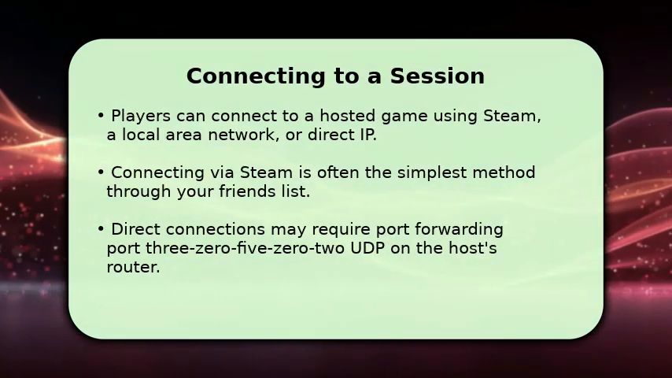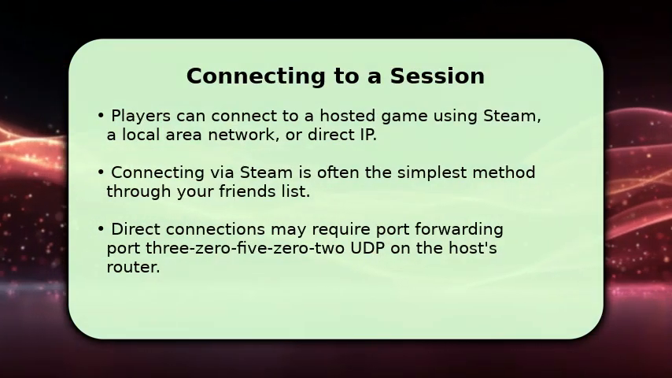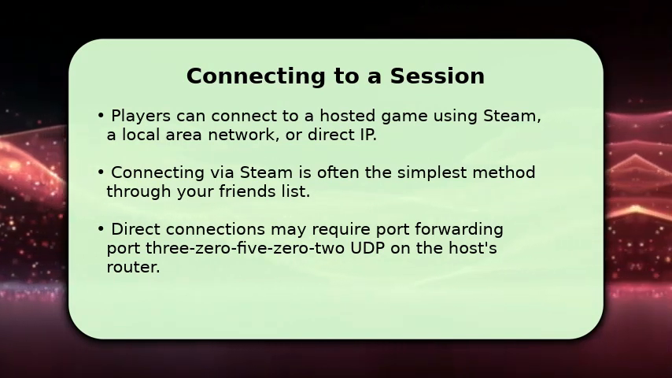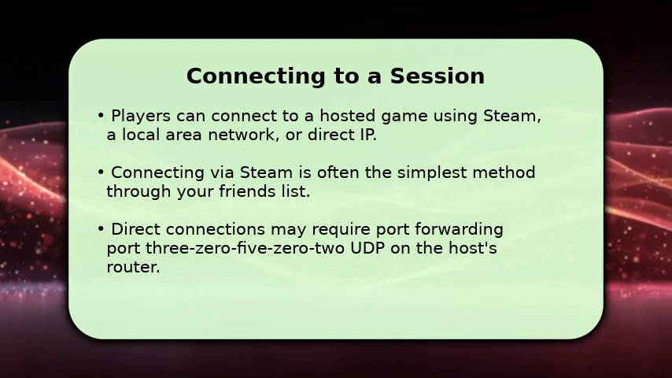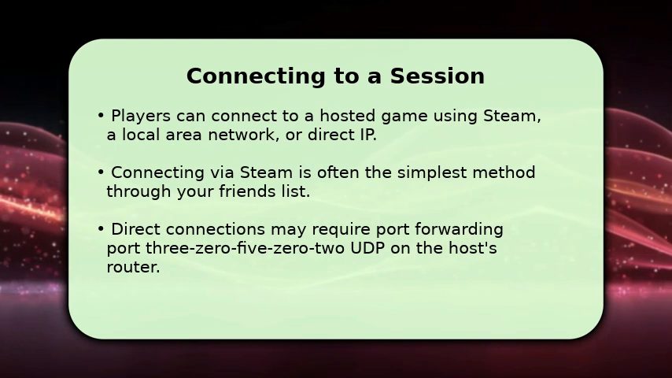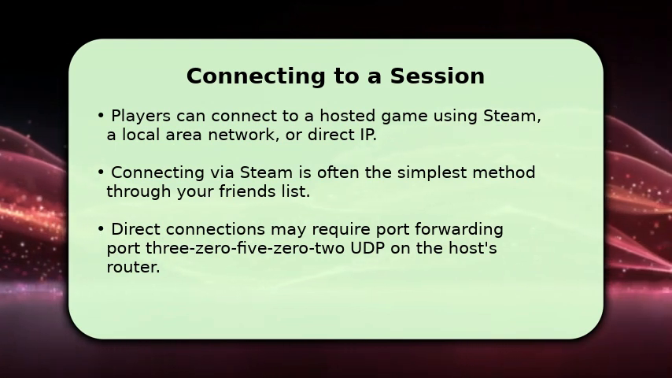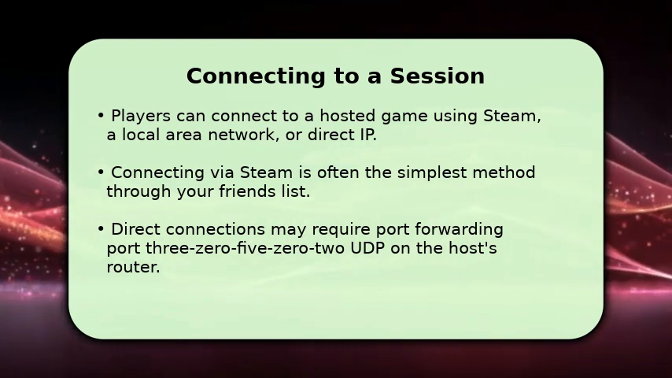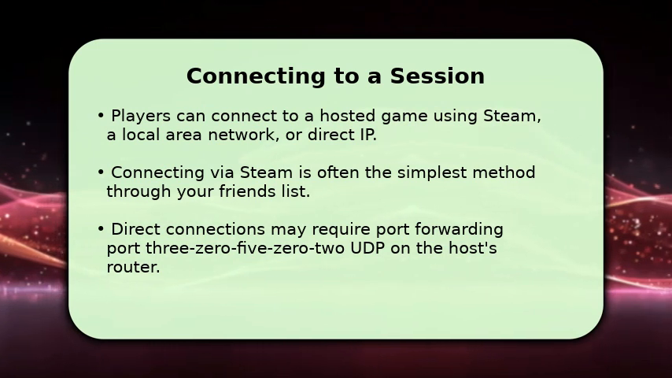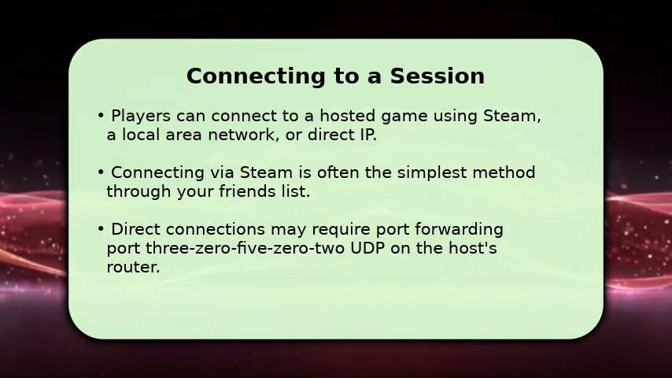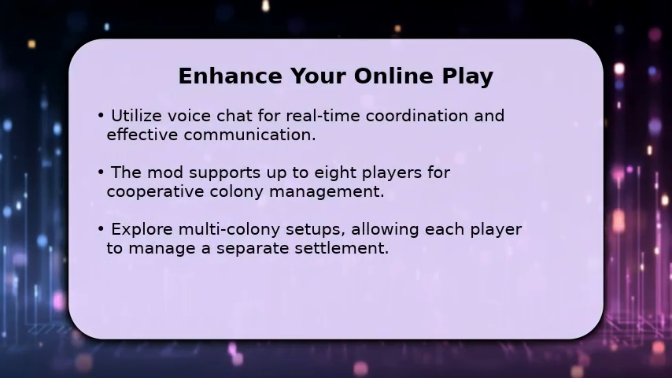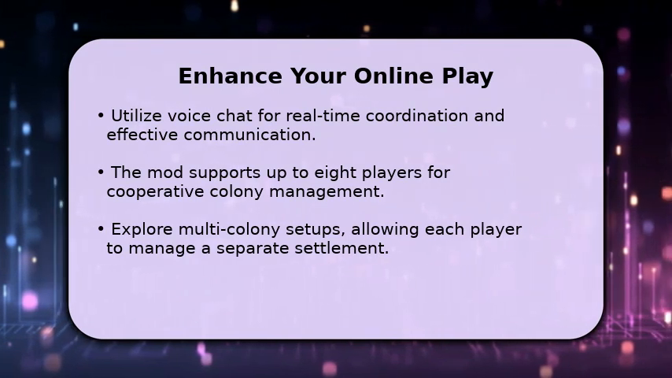Joining a friend's game offers a few options. The easiest way is often through Steam, where you can simply join directly from your friends list. Alternatively, you can connect over a local area network if you are physically close, or use a direct IP connection. For direct connections, the host might need to configure their router to forward port 30502 using UDP or use a virtual private network. For the best multiplayer experience, clear communication is key.